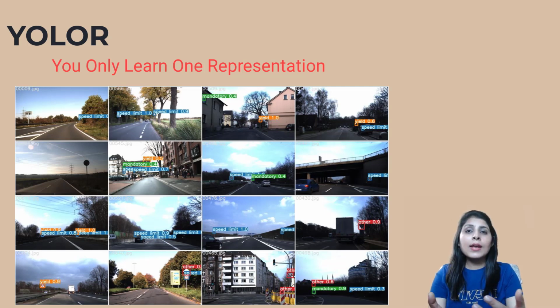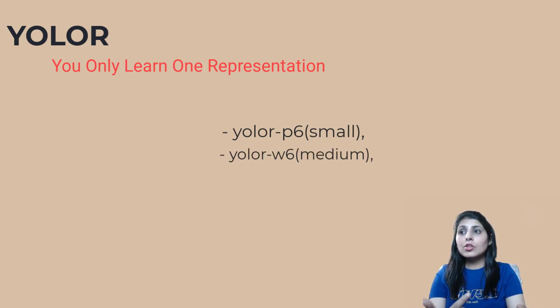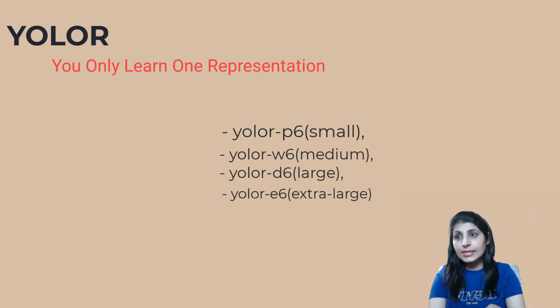YOLO-R has different model variants like YOLO-R P6, which is a small model. Then we have YOLO-R W6, which is a medium model, and YOLO-R D6 is a large model, and then we have YOLO-R E6, which is an extra large model. In today's class I'll show you how to implement YOLO-R P6, which is a small model, okay?